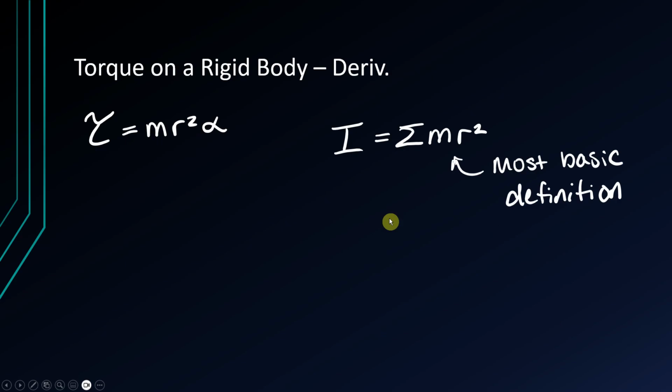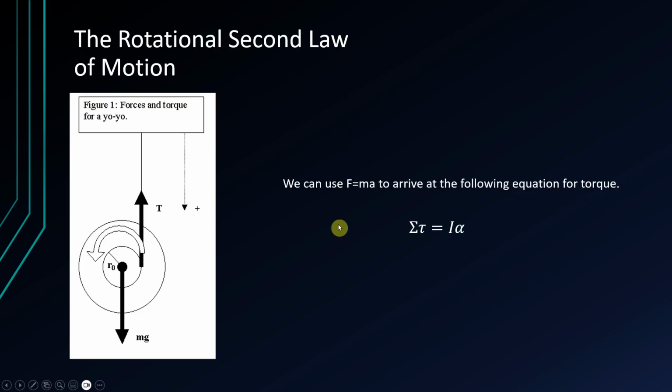The most basic definition of the moment of inertia is the summation of masses times the radius squared. So I can just replace this mr squared with I, my moment of inertia, and I have our second definition of torque, where torque is equal to my moment of inertia times my angular acceleration. And we'll see that applied in things like yo-yos, right? I can use F equals ma to arrive at this following equation for torque.